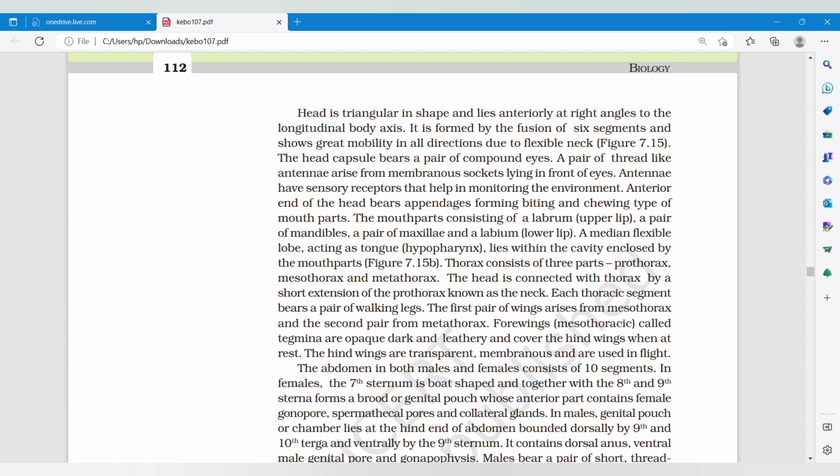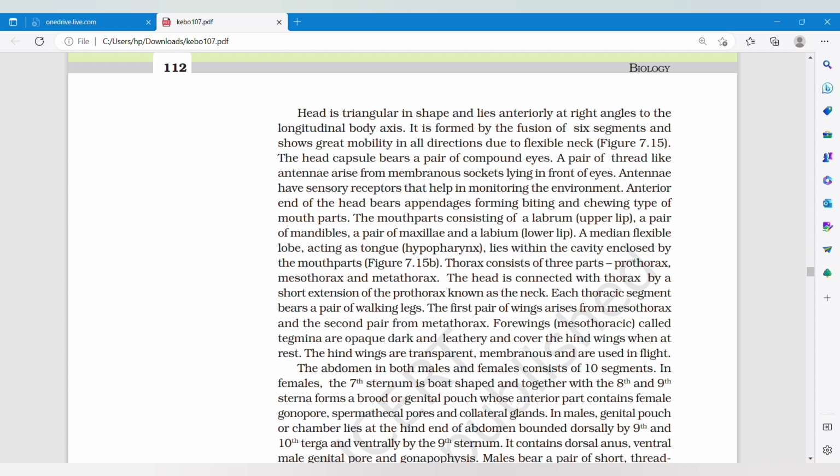Anterior end of the head bears appendages forming biting and chewing type of mouth parts. The mouth parts consist of a labrum, that is upper lip, a pair of mandibles, a pair of maxillae, and a labium, that is lower lip. A median flexible lobe acting as a tongue, that is hypopharynx, lies within the cavity enclosed by the mouth parts.